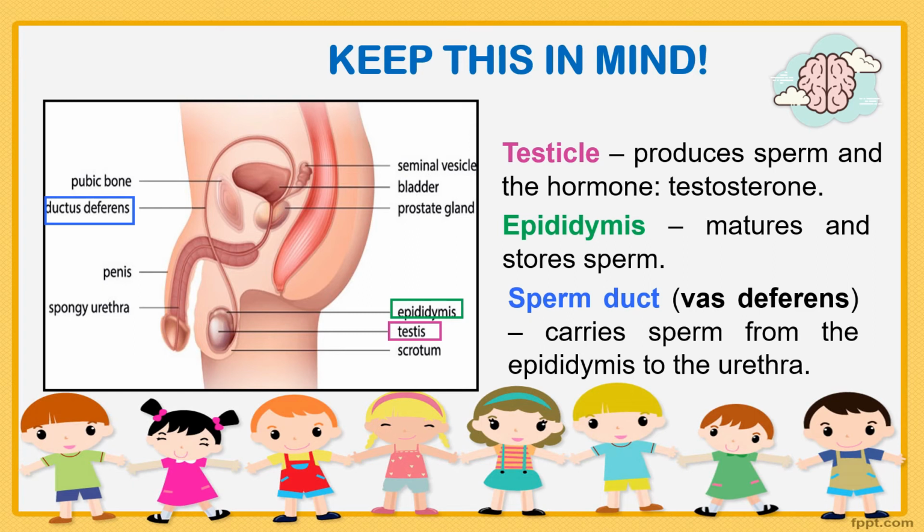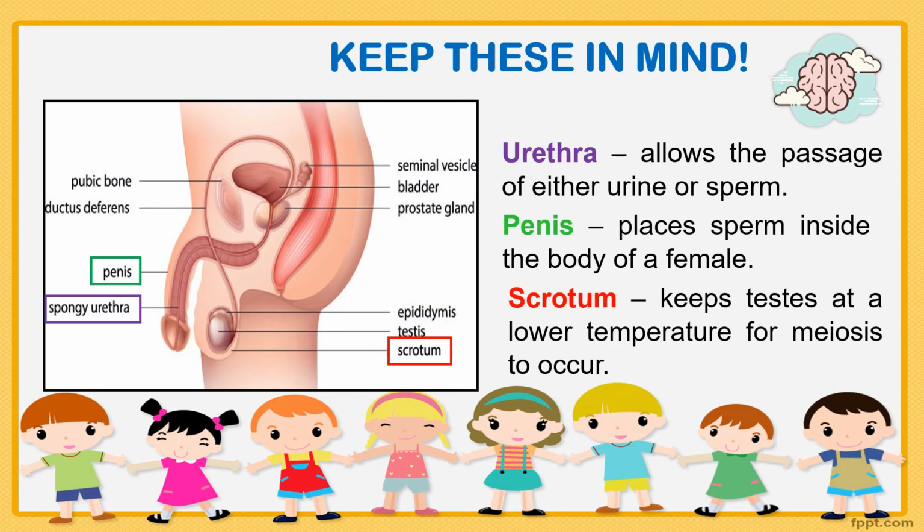Testicle produces sperm and the hormone testosterone. Epididymis matures and stores sperm. Sperm duct or vas deferens carries sperm from the epididymis to the urethra. Urethra allows the passage of either urine or sperm. Penis places sperm inside the body of a female. Scrotum keeps testes at a lower temperature for meiosis to occur.